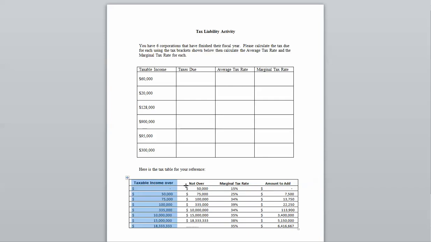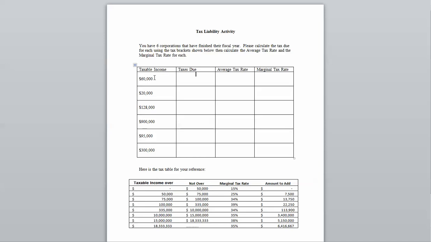The third step is we're going to multiply that difference by the marginal tax rate. And all the marginal tax rates are highlighted in the table below. After we do that, we add that amount to the amount to add, again highlighted in the table below. So add the amount to add from your tax bracket. Okay. So let's go through two examples.